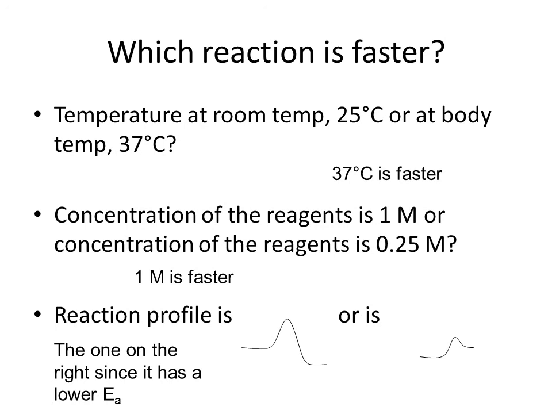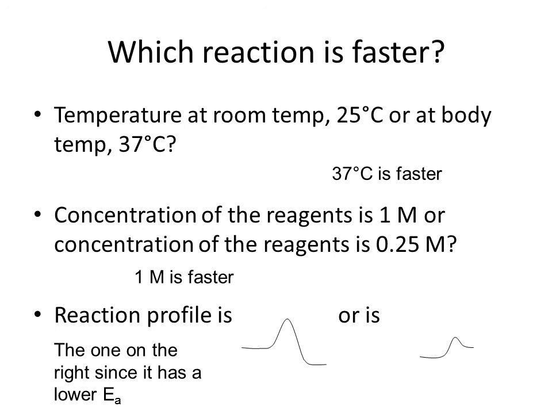Reaction profile, this is the energy profile that we looked at for an exothermic and endothermic reaction. We can see that this first curve is for an exothermic reaction, and the second curve is for an endothermic reaction. However, being exothermic or endothermic has nothing to do with how fast a reaction will go. A reaction's speed forward to the product is determined by the activation energy.